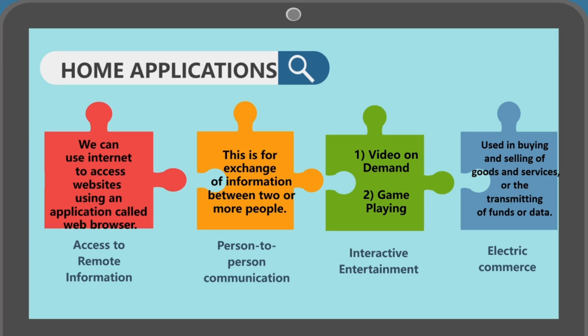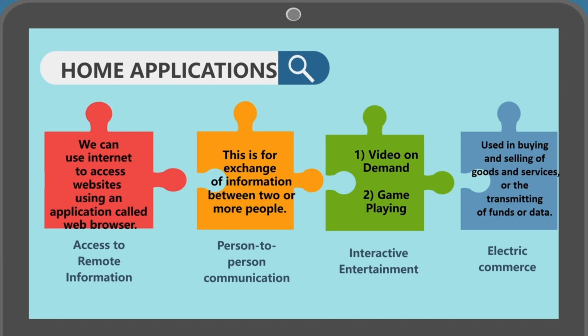Other than that, we can also use computer network in person-to-person communication. Person-to-person communication is exchange of information between two or more people. In this term, we can chat with a lot of people around the world that are far from us. The third one, we have interactive entertainment, which is video on demand and also game playing.